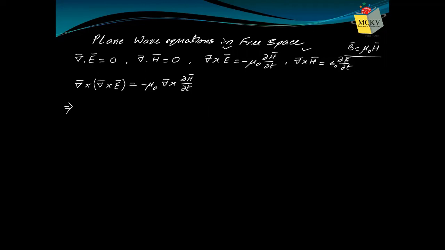Now there is an identity in vectors that if there are three vectors, say A, B, C, and I want the value of A cross B cross C. That was in your class 12 standard when you start vectors, the triple product of vectors. So when A cross B cross C is there, this can be simplified as B(A dot C) minus C(A dot B).